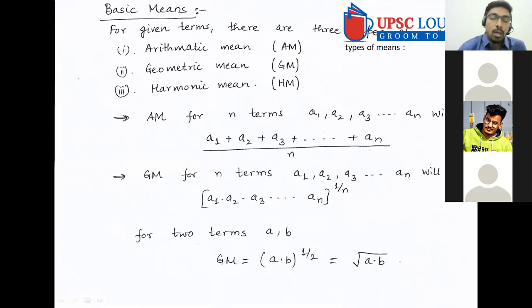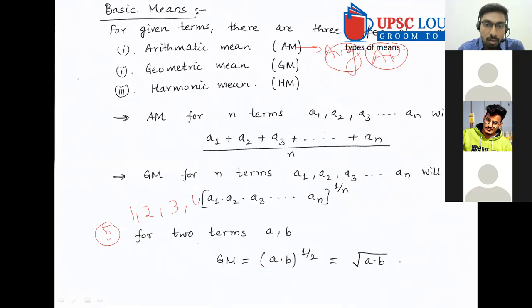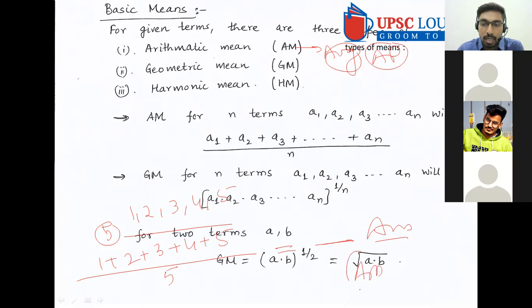Yes, sir. Okay. So after this, you are all already aware of the average value. Average is the arithmetic mean, the simple average. Suppose 5 numbers are there: 1, 2, 3, 4, 5. What will you do? 1 plus 2 plus 3 plus 4 plus 5, divided by the number of terms. The total terms are 5. So this is AM, that means arithmetic mean.